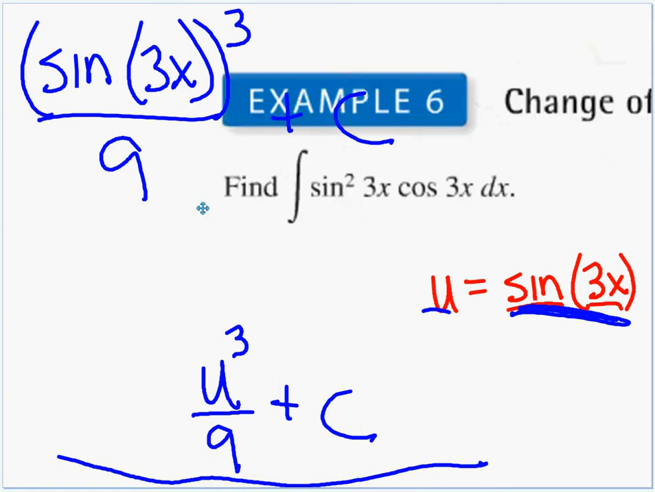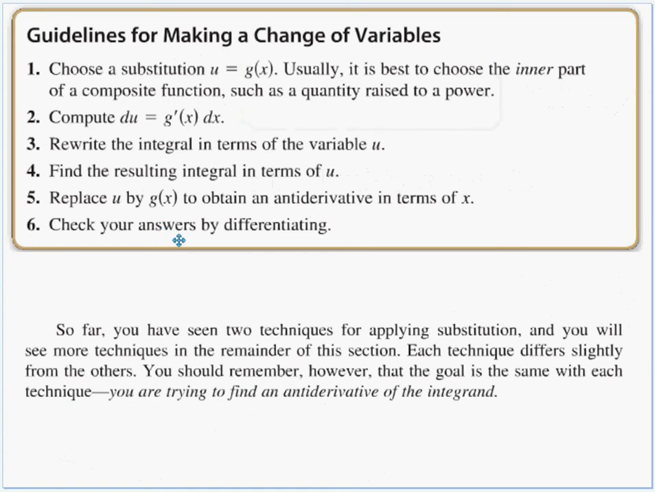Okay, here they give the guidelines for making a change of variables. Step 1, choose a substitution, what you think is the inner function. Usually it's best to choose the inner part of a composite, such as a quantity raised to a power. Next, find your du. It's going to be g prime of x dx. Rewrite the integral in terms of the variable u. Find the resulting integral in terms of u. And then replace the u with the g of x to get your antiderivative back in terms of x. And of course, we can check our answer by differentiation.